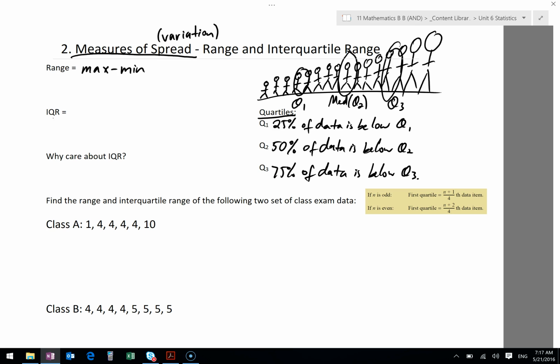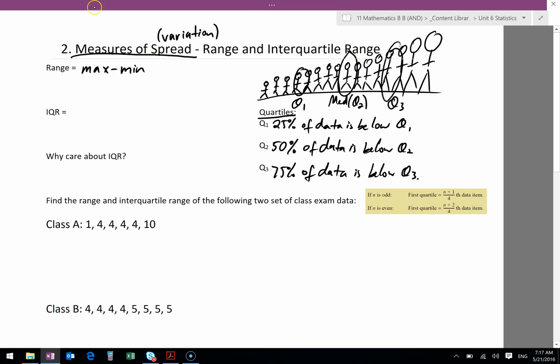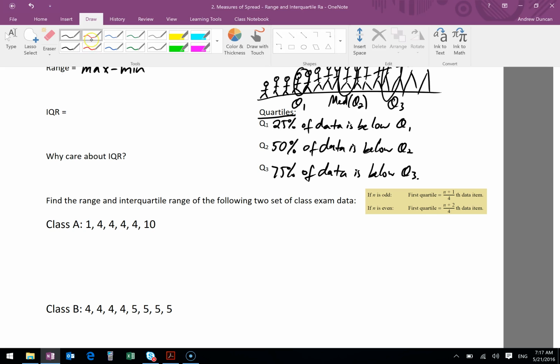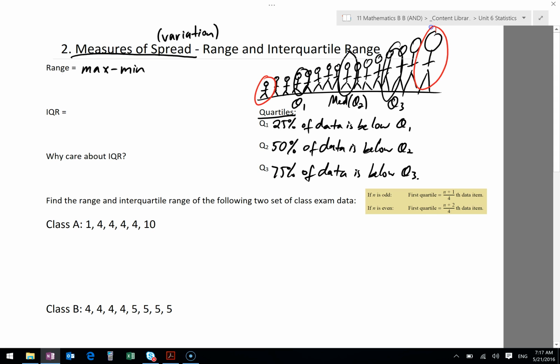So the idea of the interquartile range compared to the range is that instead of just comparing these two people like we did in the range, we're actually going to compare these two people. So interquartile range is going to be the difference in height, or the difference in the values of Q3 and Q1. And we'll show you how to calculate them.